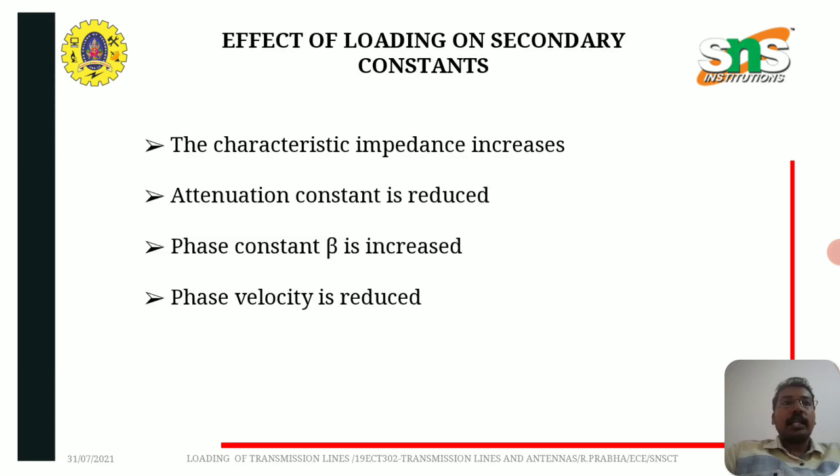Effect of loading on secondary constants. The characteristic impedance increases, the attenuation constant is reduced, the phase constant beta is increased and the phase velocity is reduced.